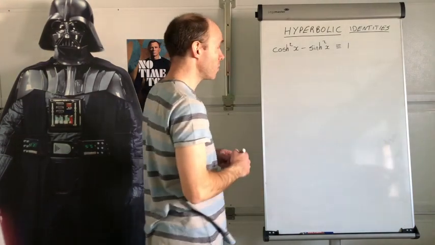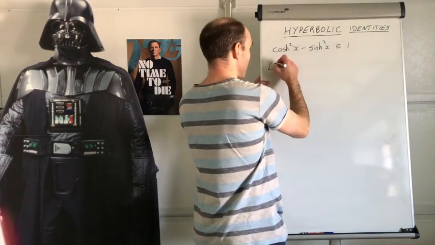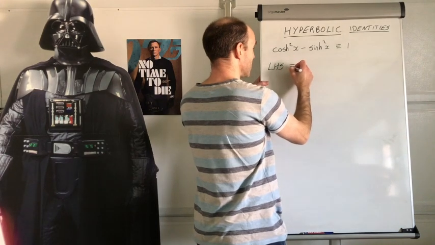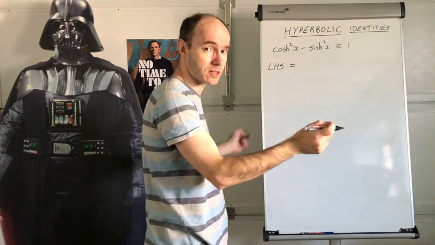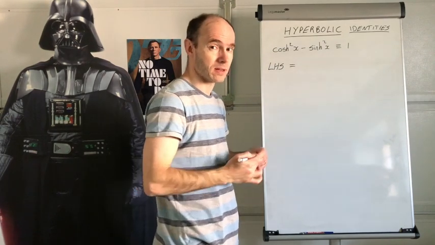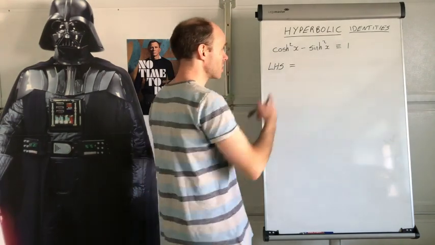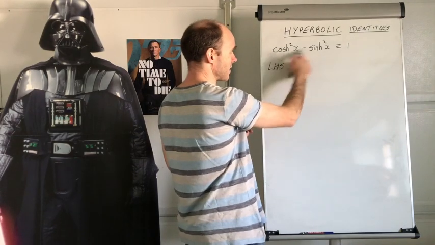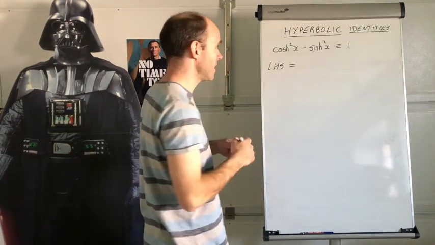Done? Okay. Well, what you want to do is pick a side, the left-hand side, and then simplify that and try and get the other side, the right-hand side. Same with proving trigonometric identities. The method is kind of the same. So we're going to start with the left-hand side, and we're going to write out the definition of cosh squared x and sinh squared x.